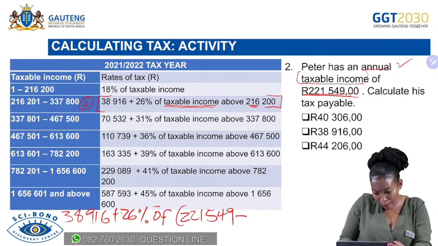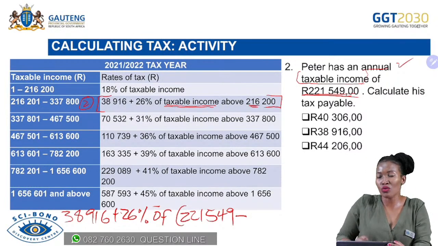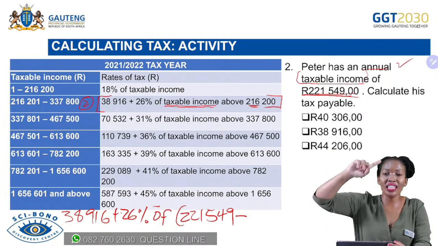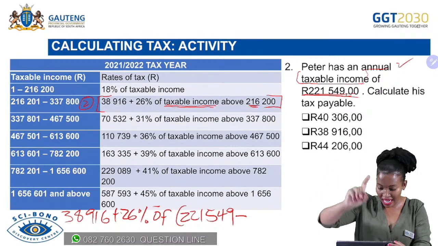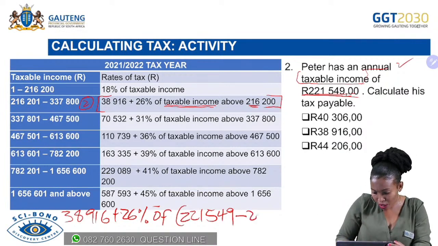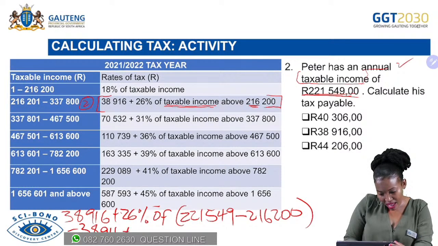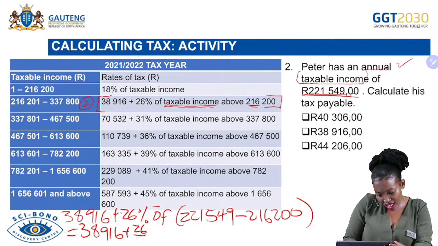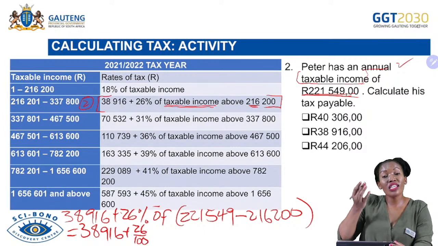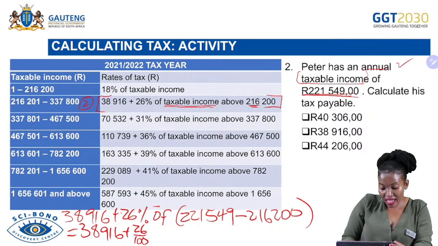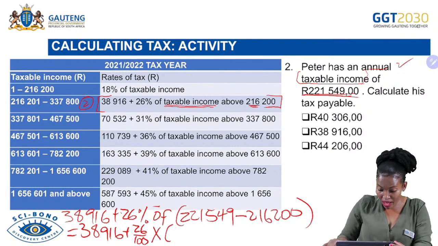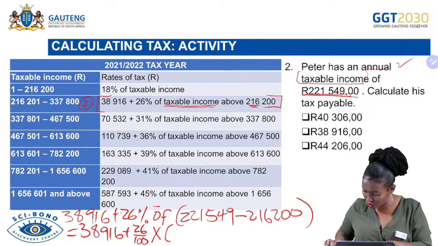Then you are going to minus. Always, you are going to minus. Go to Mpumalanga, minus. Northern Cape, minus. KZN, minus. Minus always. Minus what? 216,200. And then you close your bracket, which equals 38,916 plus, guys, 26%. I like to write it as 26 over 100, or you can say 0.26. And then in Maths Lit, what is the meaning of "of"? Of means times. Open the bracket. I'm going to calculate the difference already, guys.